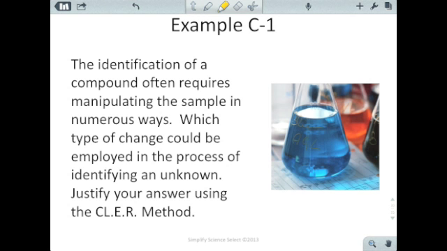And the reasoning is that a chemical change would change the identity of the unknown. It would change it into something else, and so it wouldn't allow us to study it afterwards.